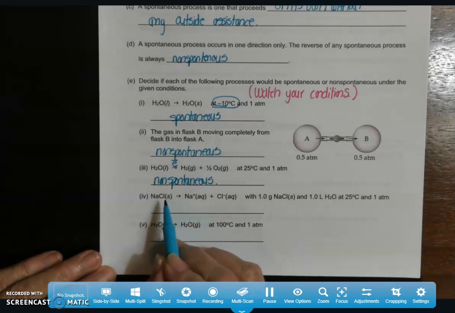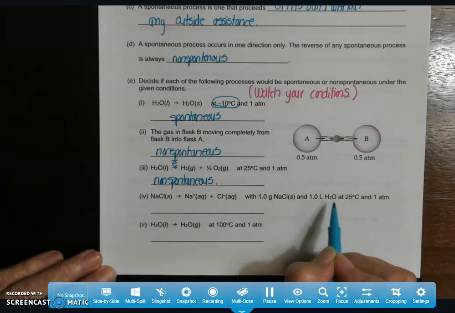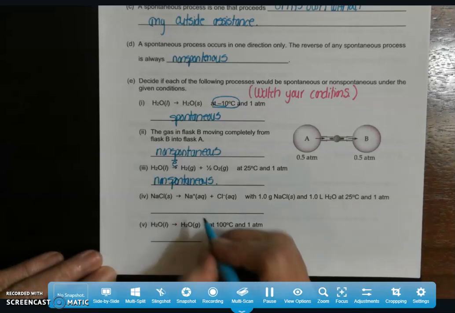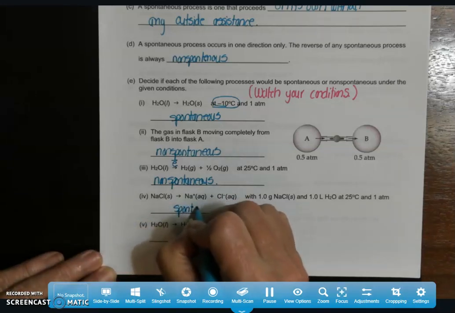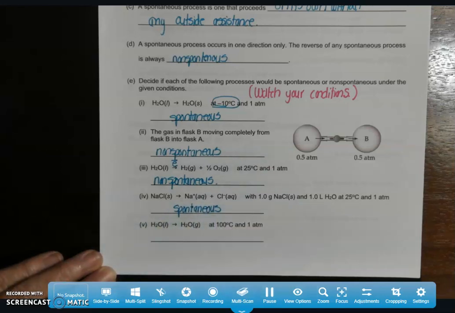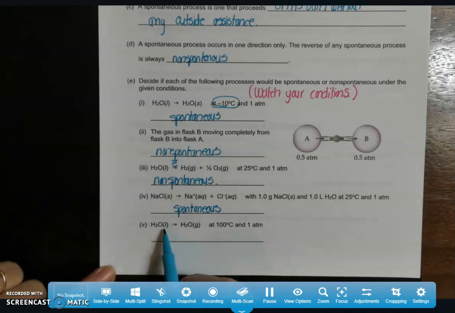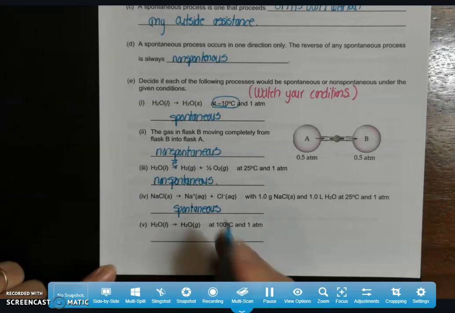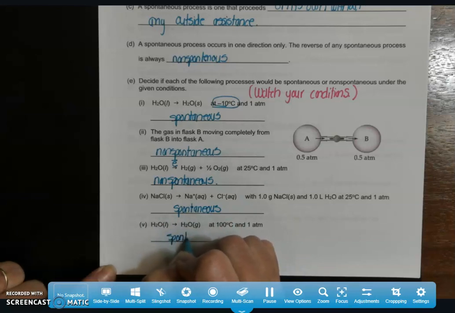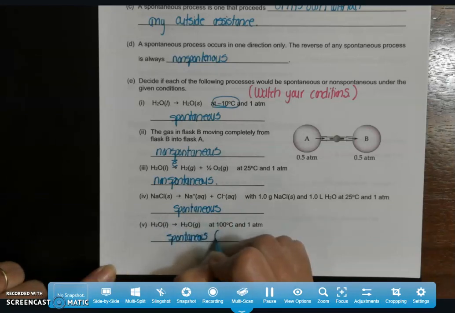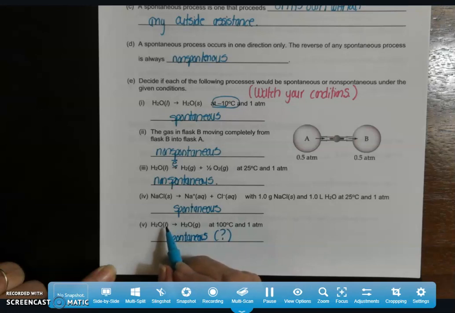What about this one? This is just salt being thrown in water, 1 liter at 25 degrees. This is spontaneous. Usually, dissolving is a spontaneous process. I don't need to provide any assistance to do it. You throw it in the beaker, it dissolves. Let's look at this one. A liquid going to a gas at 100 degrees. We're going to call this spontaneous. I am right on the edge, right? Because I'm right at 100 degrees. But at 100 degrees, I should be able to go from a liquid to a gas at 1 atmosphere or standard conditions. Okay.